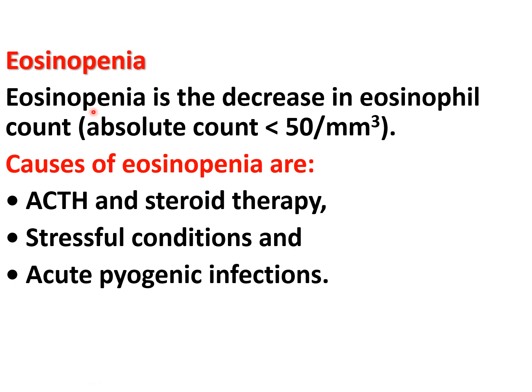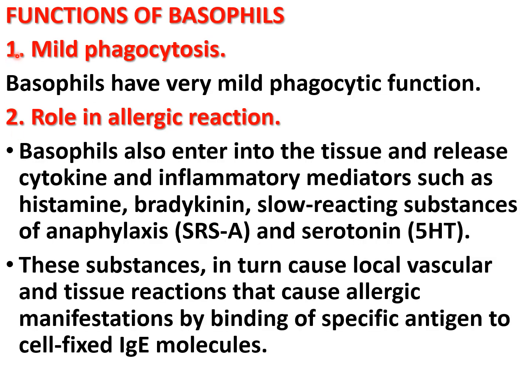Then eosinopenia means a decrease in the eosinophil count to less than 50 per mm cube. Eosinopenia occurs in patients on adrenocorticotropic hormone and steroid therapy, then stressful conditions and acute pyogenic infections. Then functions of basophils. So basophils also have a very mild phagocytic function. Then they also have a role in allergic reaction.